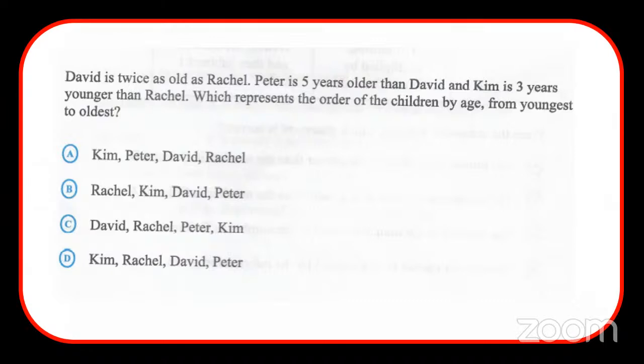Yes, we're definitely ranking, but how are we able to rank if we don't know who is older than who? So here it says that David is, and we're ordering these from the youngest to the oldest. So it says here that David is twice as old as Rachel. Let's see. Peter is 5 years older than David. So Peter is older than David, and David is older than Rachel.